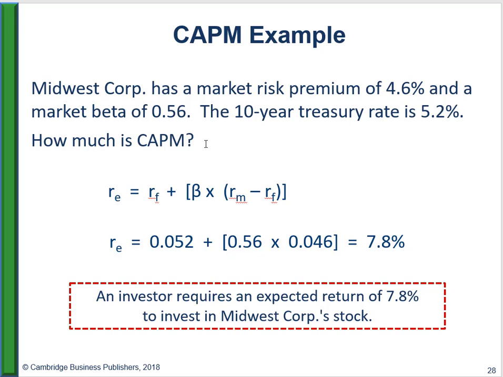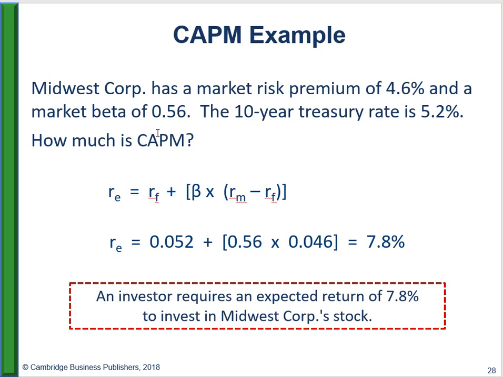Pulling it all together, here's our example. Midwest Corp has a market risk premium of 4.6%. Remember, 4.6% was that second term, which was the return on the market minus the risk-free rate. And a market beta of 0.56. The 10-year treasury is 5.2%.